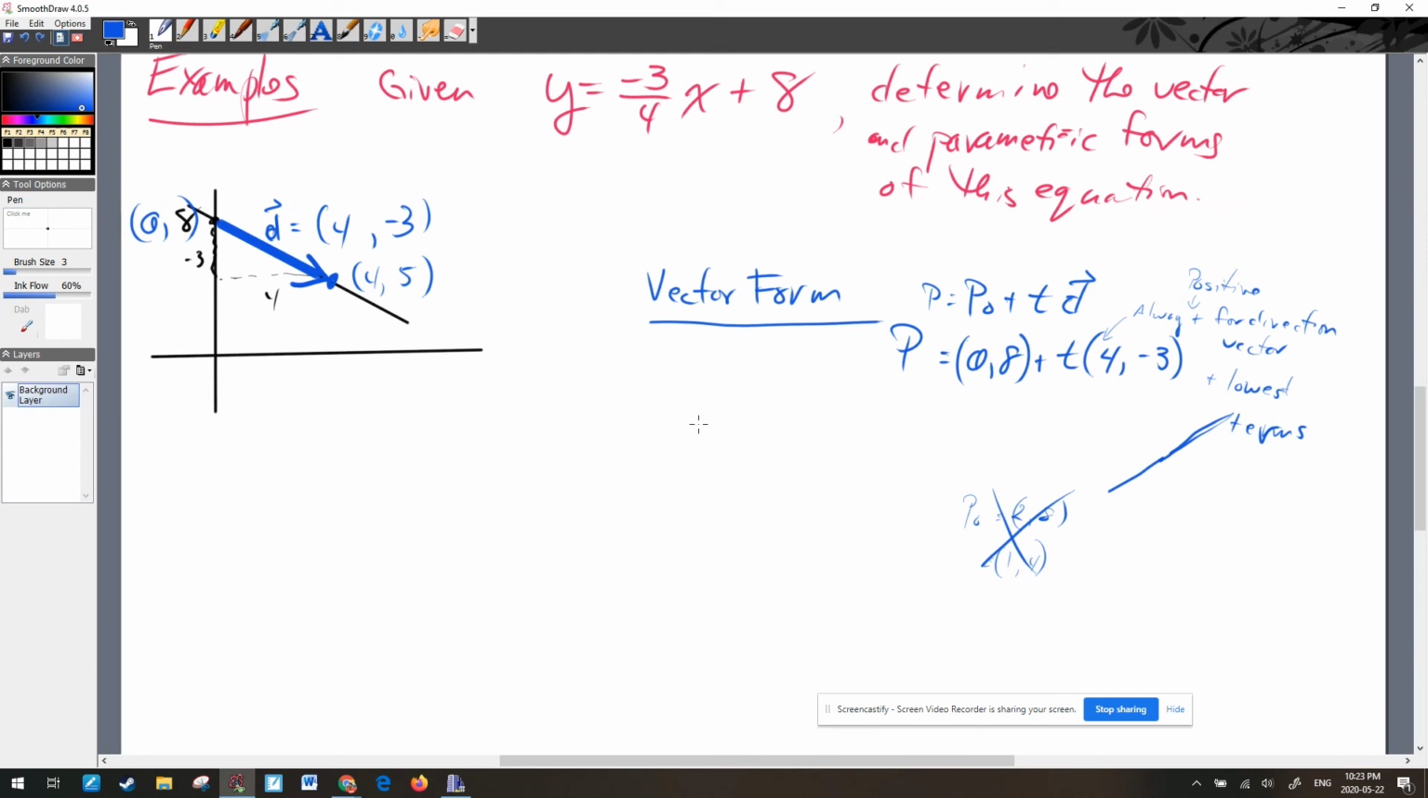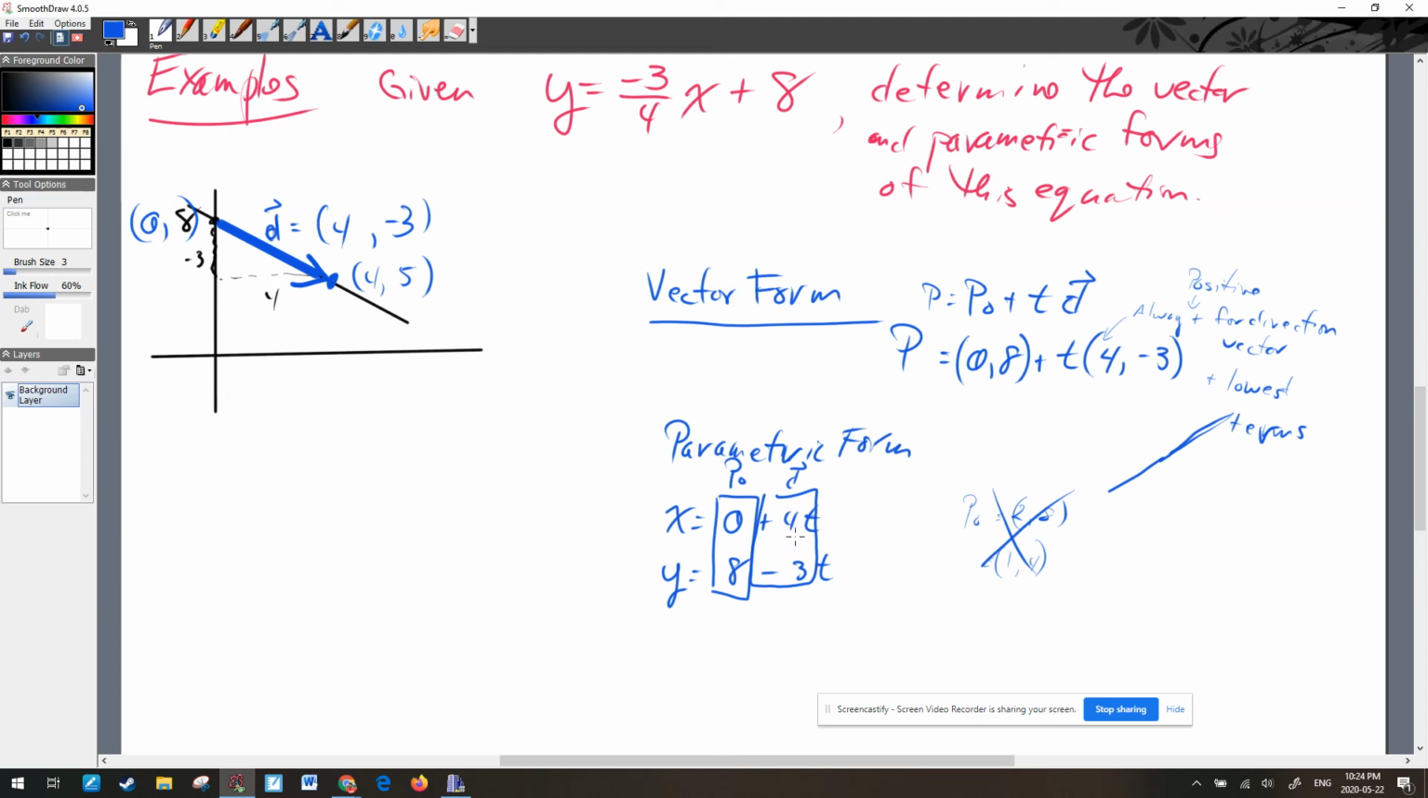I also want the parametric form. Well, the parametric form is going to be x equals 0 plus 4t and y equals 8 minus 3t. So you can see at a glance that this forms our P naught, and similarly, this, without the t there, forms our direction vector. So we can go between those forms pretty easily.